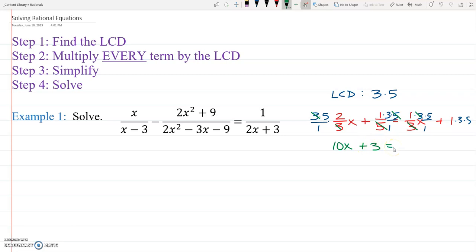Next one, 1 times 5 times x, so I've got 5x. And the last one, 1 times 3 is 3, 3 times 5 is 15. Okay, so I am not going to keep going from there, but using a common denominator, I can now get to a point where there are no more fractions. And that's what I'm going to do with my rationals today.